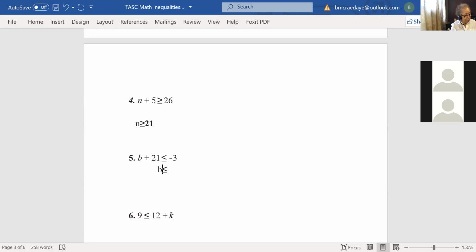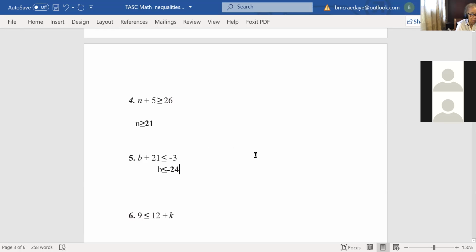No. Minus, minus, multiplied gives you plus. So what do you have, a minus 21 and a minus 3? So therefore, you have a negative 24. That's it. Very good. Excellent. So that's a minus 24. And if you put that minus 24 and plus 21, you get a minus 3. So you satisfy the less than or equal to minus 3.